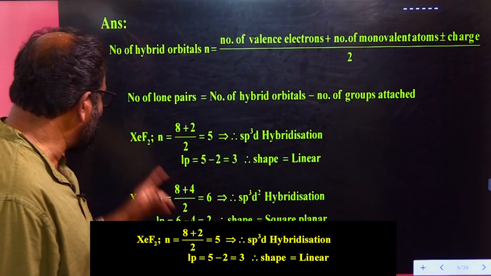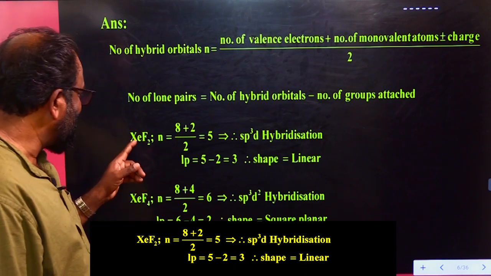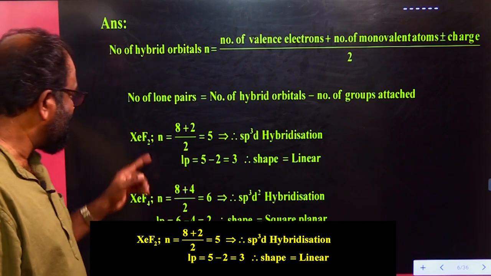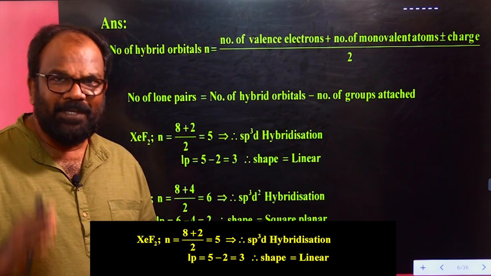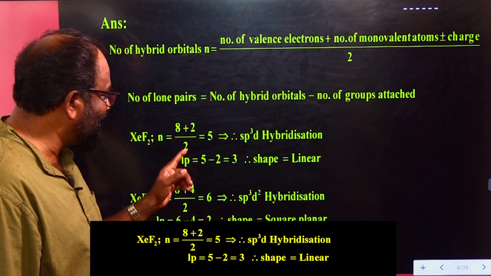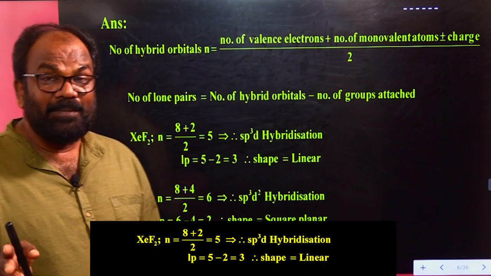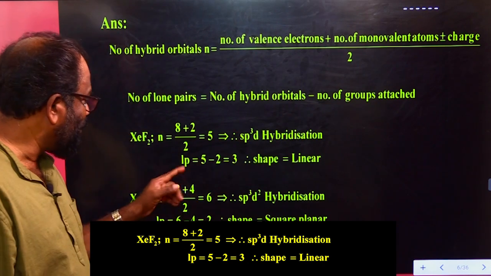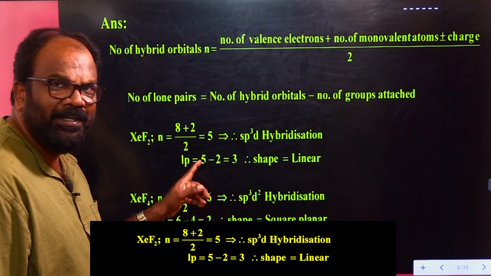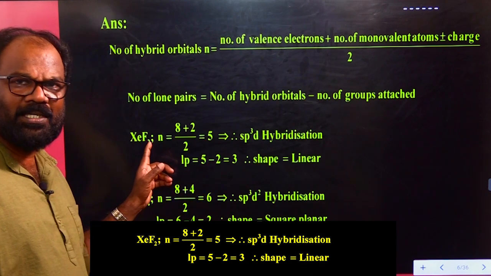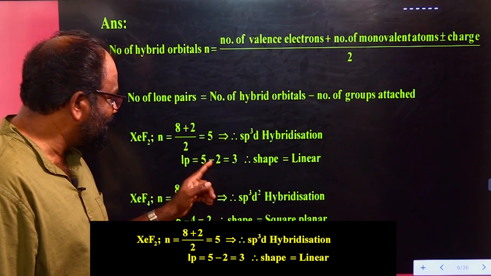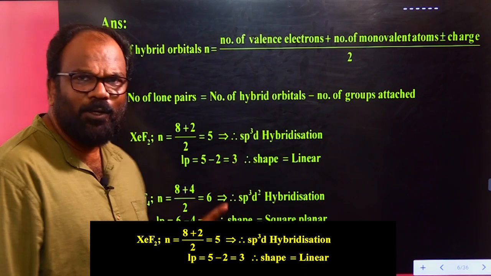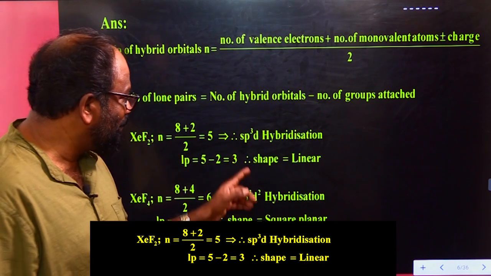First of all, xenon difluoride, XeF2. Here the central atom is xenon, therefore number of valence electrons is equal to 8, and the number of monovalent atoms, there are 2 fluorine atoms, that is equal to 2. Therefore, number of hybrid orbitals n is equal to (8 + 2) by 2, that is equal to 5. If the number of hybrid orbitals is equal to 5, the hybridization will be sp3d. And the number of lone pairs is equal to number of hybrid orbitals 5 minus number of groups, that is 2 fluorine atoms attached to xenon. Therefore, 5 minus 2, therefore lone pairs is equal to 3. sp3d hybridization with 3 lone pairs. Therefore, the shape or structure of the molecule is linear.